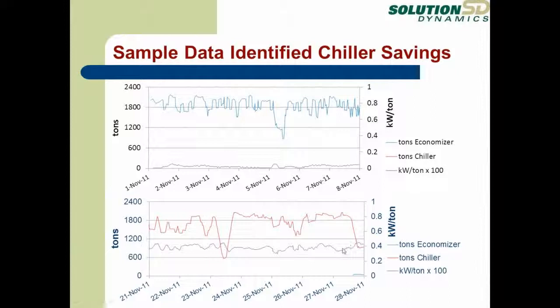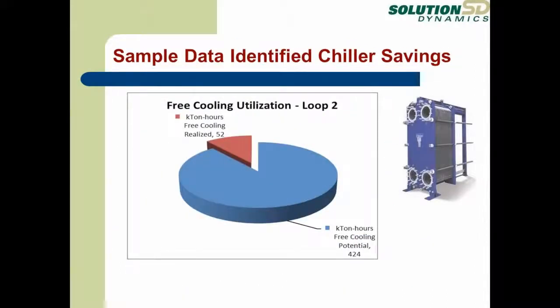Trying to find that on here. So here's the kW per ton when they're not in economizer mode. They're still running good. I mean, they're around 0.4 on average kW per ton, which is indicative of a new variable speed chiller.